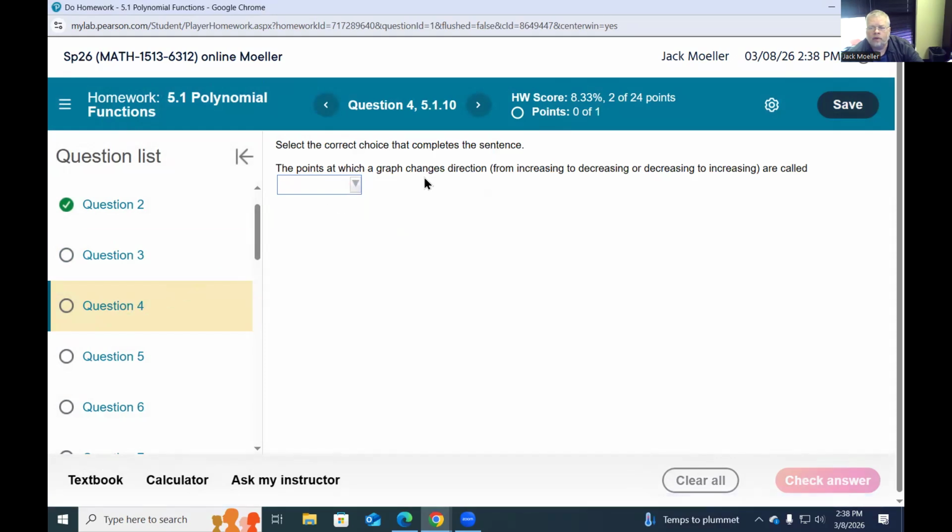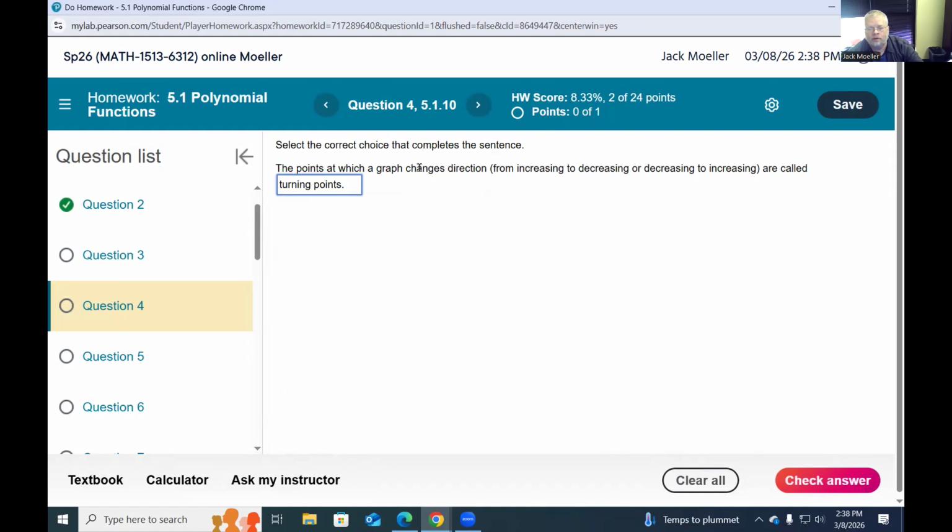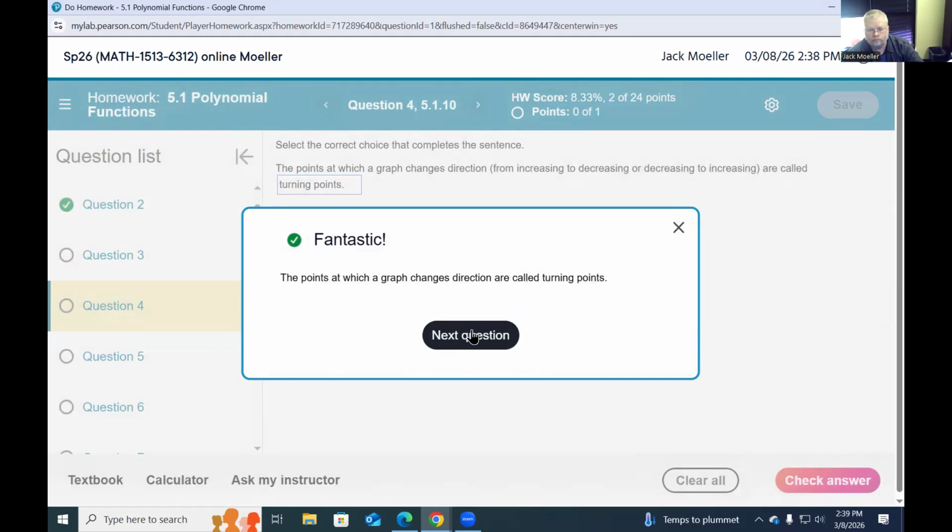The points at which a graph changes direction from increasing to decreasing or vice versa. Well, you might want to say maximum or mins, but it's both of those together. So what we're talking about here, when we're talking about changing direction, changing points might be the English, but it's turning points. So turning points are where we change direction. Now those are maxes and mins, but the official name of the point where we change direction is a turning point because it can be max or min.